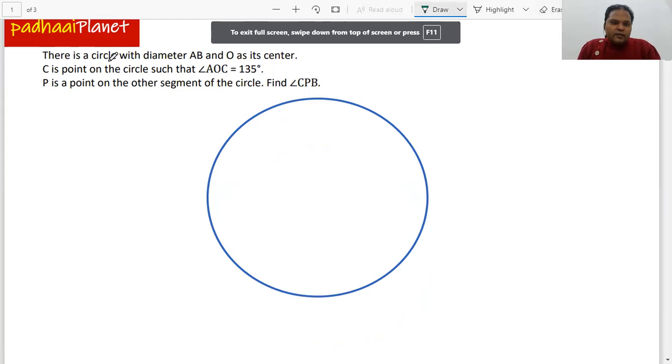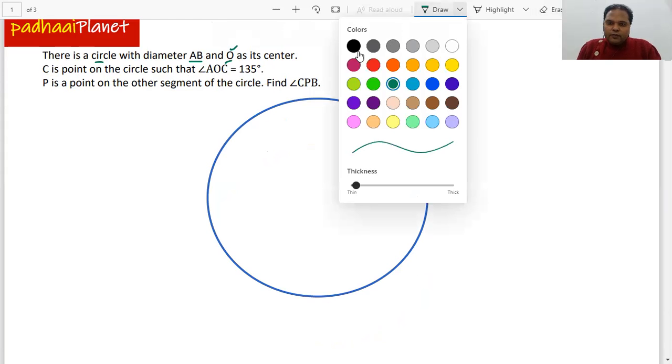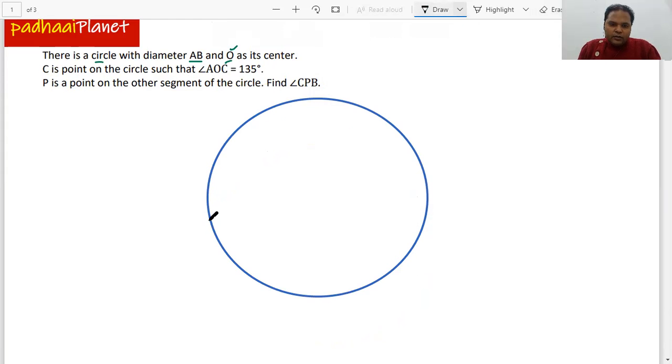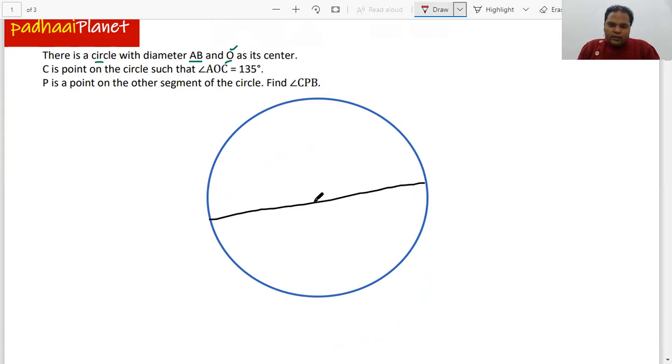Question says that there is a circle with the diameter AB and the center of the circle is O, right? So let's first of all mark this diameter on the circle and say this is the diameter of the circle. And the center of the circle is say O, and that is here. So this is O, right? And this is the diameter which is marked as AB.